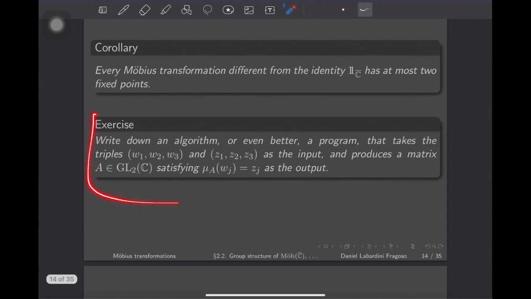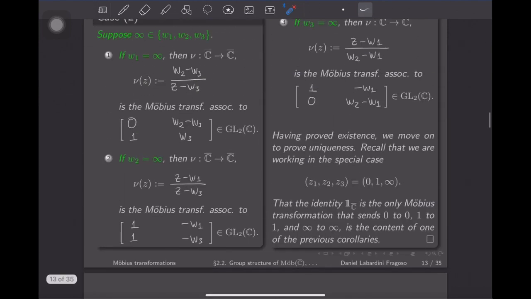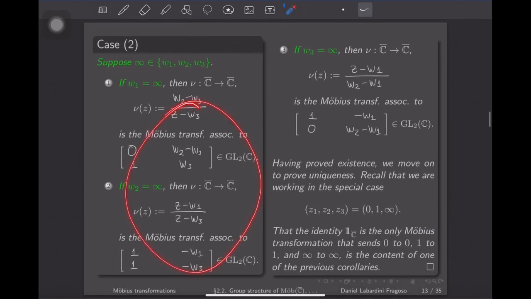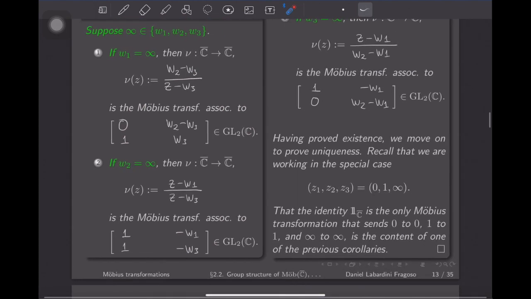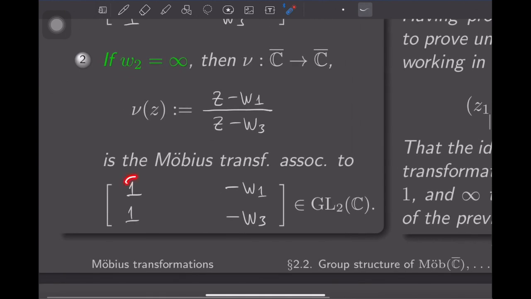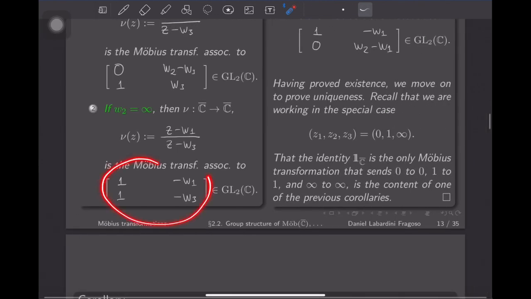Well, some exercise. I think it's nice to try to program what we did here. By the way, here I read these matrices, but it doesn't mean that these are the only matrices doing the job. Here I can put 2, 2, 2, 2. And actually, what I know is that I can multiply by any non-zero complex number, and I obtain the same Möbius transformation. So this was just the one that I could read obviously.